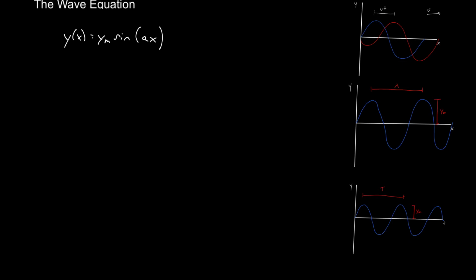y of x equals ym, or the amplitude, times the sine of ax. And in this equation, ym is again the amplitude, x is the position, and then we want to determine what this constant a is. So if we were to look at y of 0, that equals 0, right? If we're looking at this point on the graph.